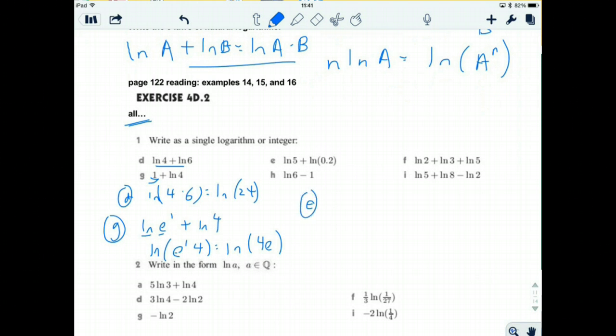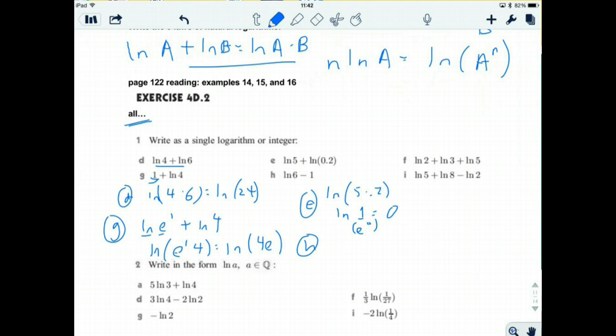Now we'll do E. Natural log of 5 plus the natural log of 0.2. Now since this is the sum of natural logs, we could combine those in the natural log of a product. So that would be 5 times 0.2, so that would be natural log of 1. Natural log of 1 is 0, right? Because 1 is the same thing as e to the 0. Okay, so natural log of e to the 0 is 0.